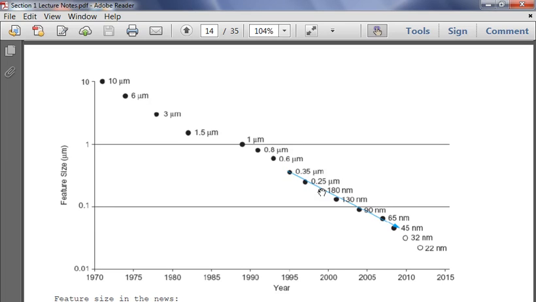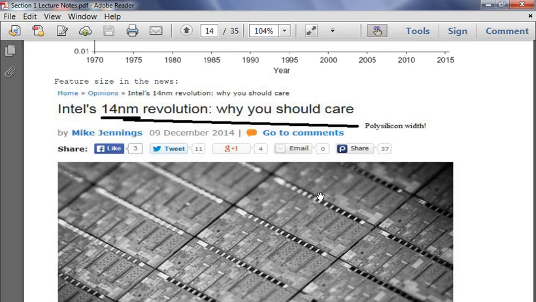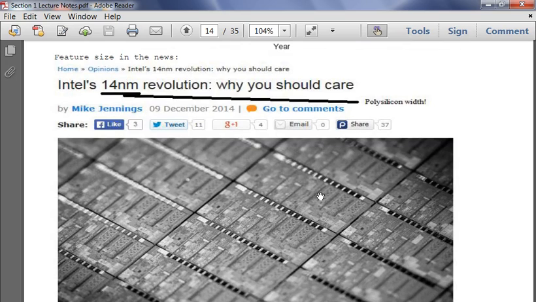They're working on 14. Everybody's working on the next one, so they're trying to get down to 14, and some were even playing with like 9 nanometers. And of course, yes, they magically knew. So this is just a news article: Intel's 14 nanometer revolution, why you should care. And here you go, the width of the polysilicon right there. So as it's getting smaller, you're going to deal with different issues.